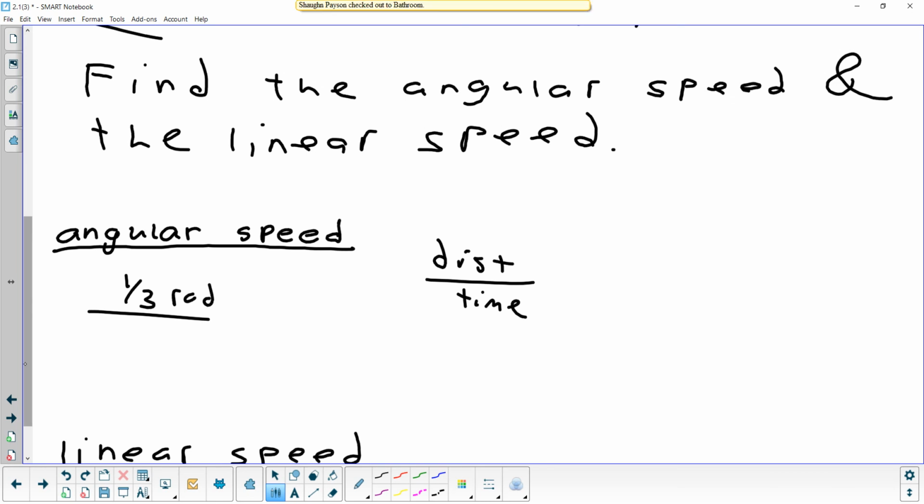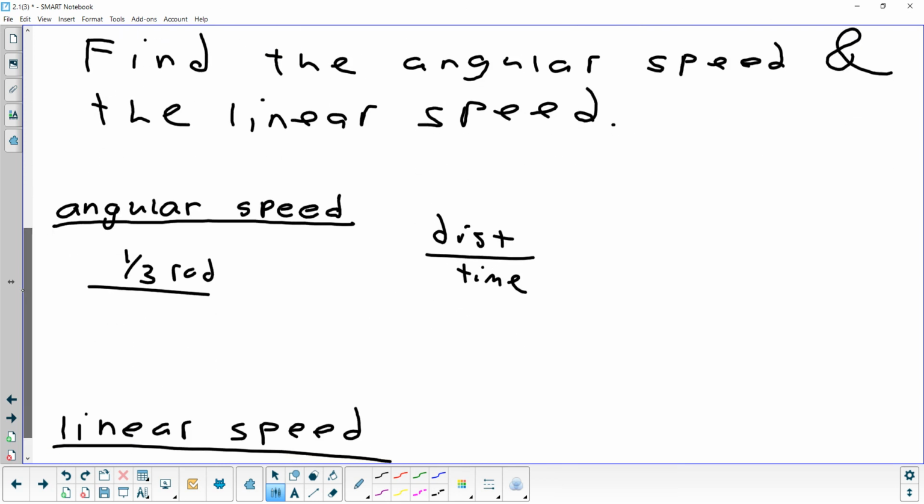And Jaden, what's my time here? 20 seconds. Now, this is radians per second. That's the unit I asked you to use, but that's kind of a weird way to write angular speed. That's like telling you I was traveling 200 miles per 4 hours.